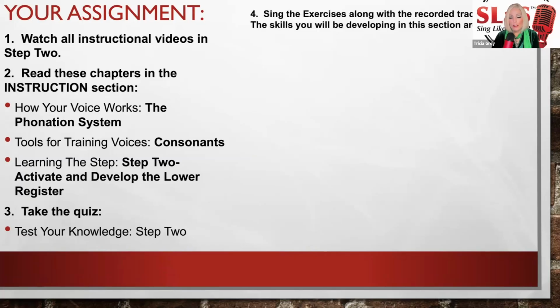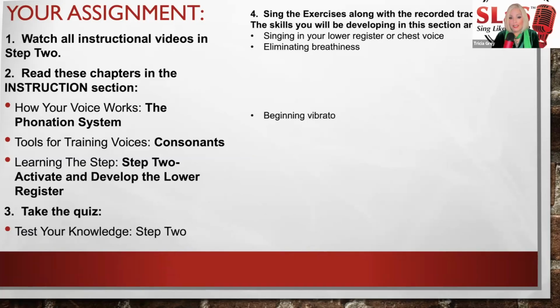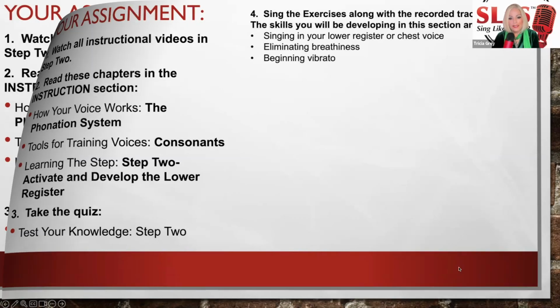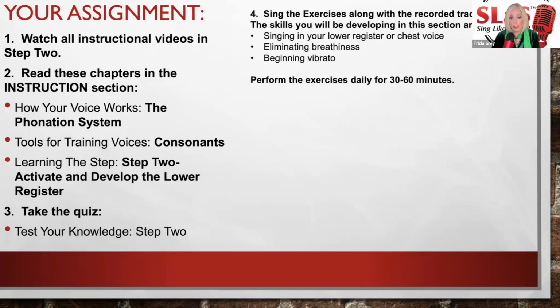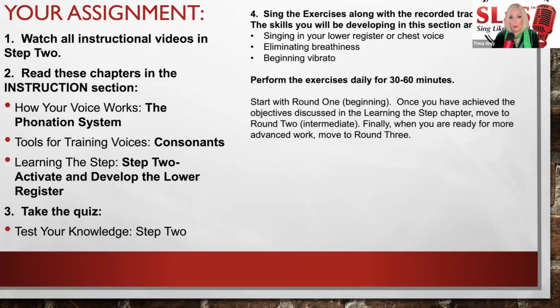The skills you will be developing in this section are singing in your lower register or chest voice, eliminating breathiness, and beginning vibrato. Perform the exercises daily for 30 to 60 minutes. Start with round 1, beginning. Once you've achieved the objectives discussed in the Learning the Step chapter, move to round 2, intermediate. Finally, when you're ready for more advanced work, move to round 3.